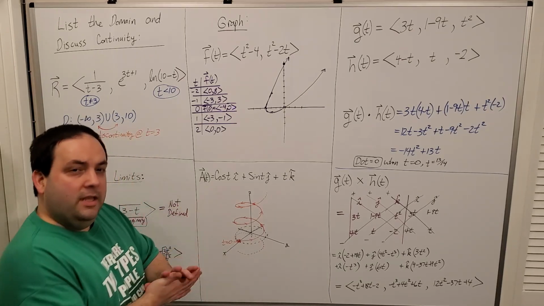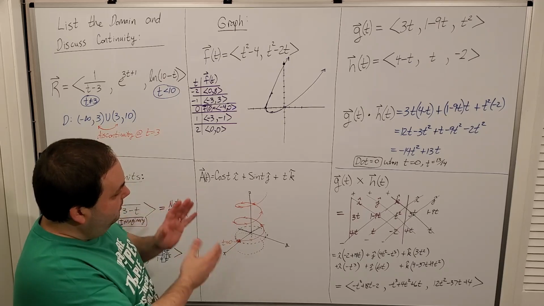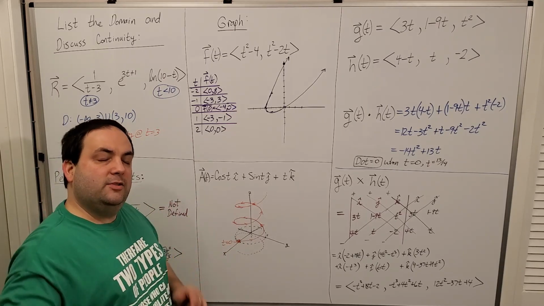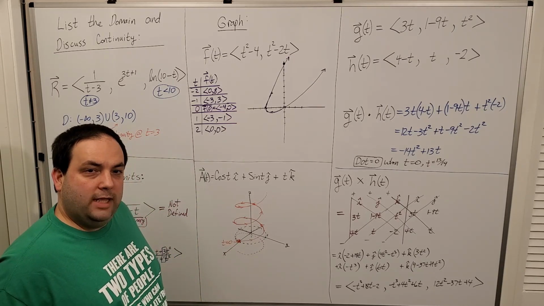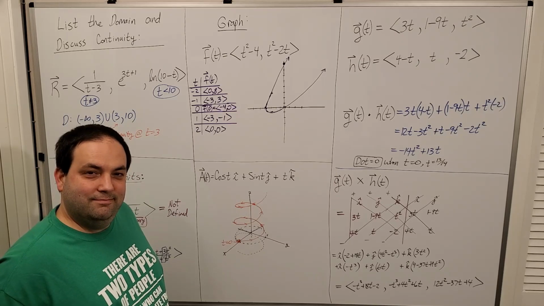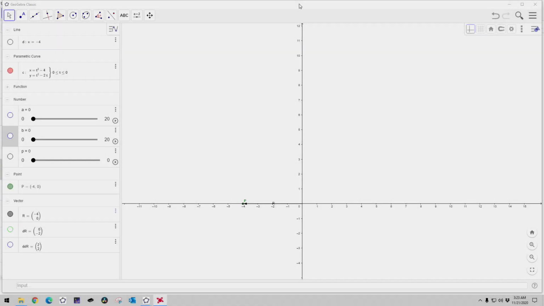Okay, so now let's go take a look at what some of these look like in GeoGebra, and then let's move on to some calculus examples. I want to look at the two graphs that we had there. One was the 2D vector function, t squared minus 4 and t squared minus 2t.